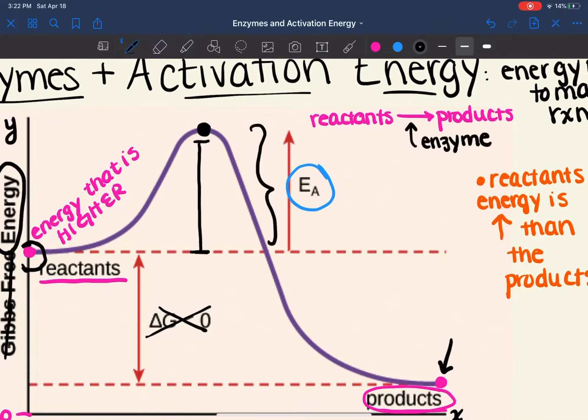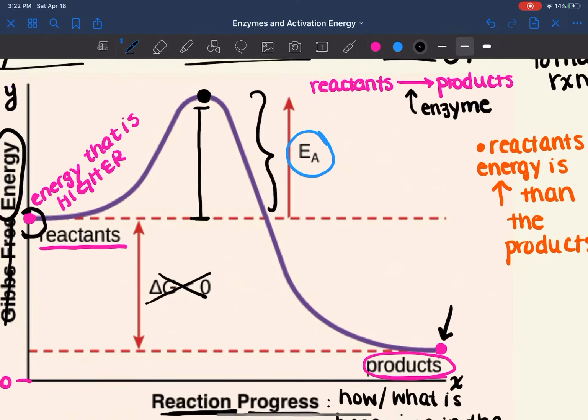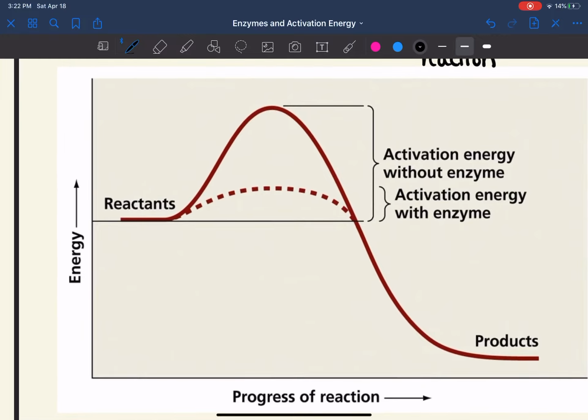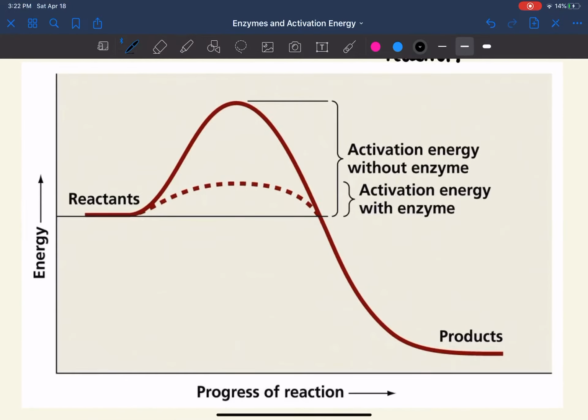Now, let's go down a little bit. Let's go down right here. So let's look at what happens to the reaction when we have no enzyme and we have an enzyme. So let me highlight that for you. So activation energy without the enzyme and activation energy with the enzyme. So remember here, let's label our axes. We have our x-axis right here, and we have our y-axis right here. So you'll notice your reactants start right there, your products end right there.